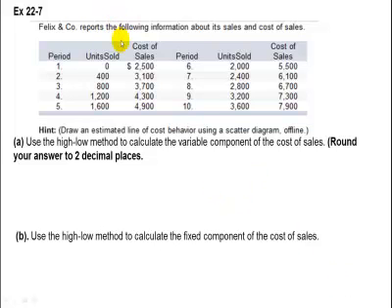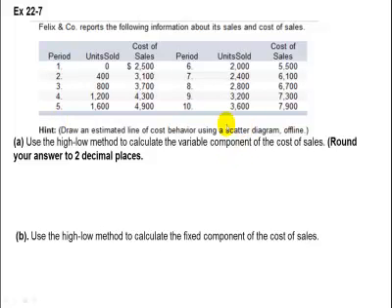Felix Company reports the following information about its sales and cost of sales. So we have each of these periods, 1, 2, 3, 4, 5, 6, 7, 8, 9, and 10, and the units that they sold during those periods and the cost of sales during those periods. They give you a hint: draw an estimated line of cost behavior using a scatter diagram.